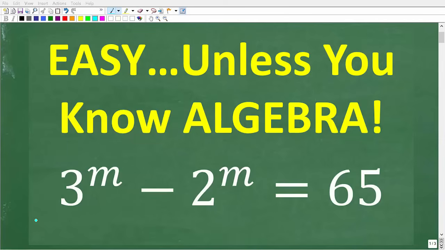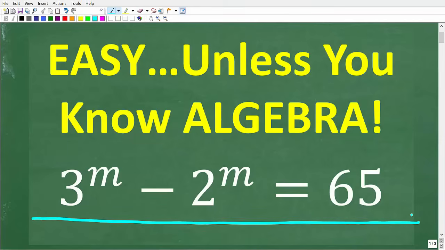This equation is pretty difficult to solve, but I promise you, if you studied a lot of algebra, you're more likely to get it wrong. Now, why am I saying that? Because you're likely going to overthink the solution. But if you're thinking in terms of basic math, you'll probably figure out the answer pretty quickly.